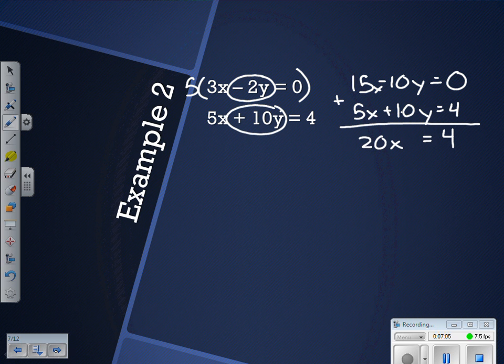I changed the other one into negative 10, so it cancels out with positive 10. Then to get x, all I need to do is divide, and I'll get x is 1/5.